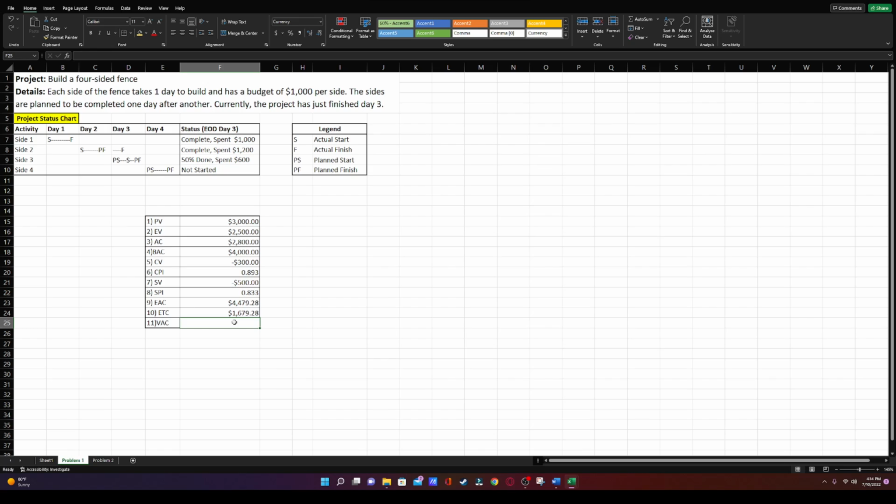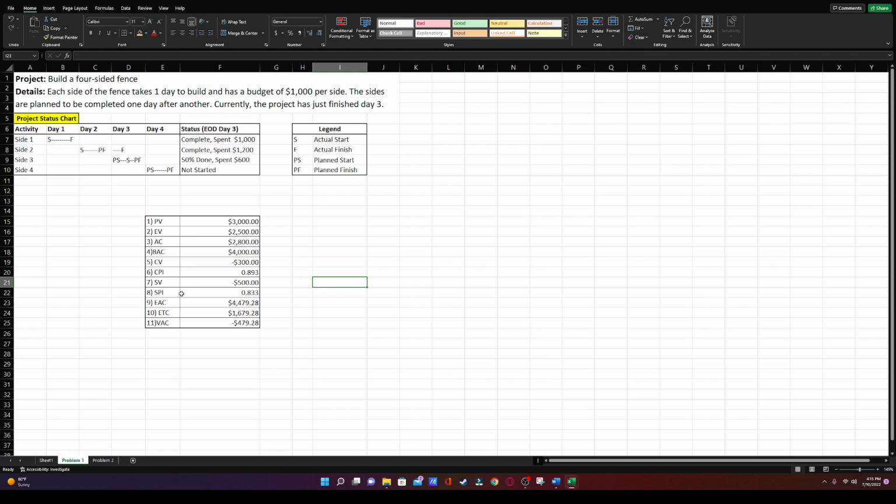And then variance at completion, so variance at completion is VAC, is our budget at completion. So we'll utilize this $4,000 minus our estimate at completion, which is the $4,479.28. So 4,000 minus 4,479.28. And what this is saying, the variance at completion, is that we're actually going to be over budget by $479.28. Cool. We went ahead and completed this problem.